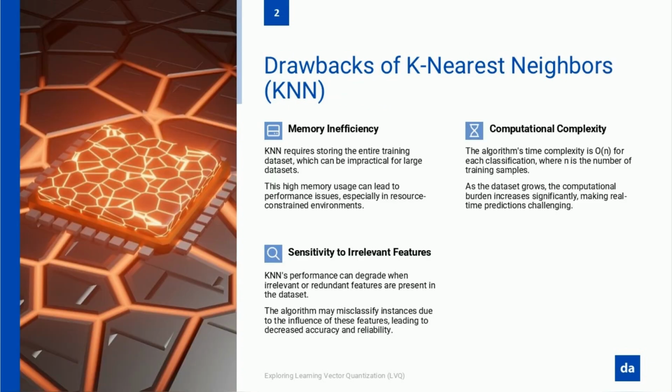Let's talk about k-nearest neighbors, or KNN for short. Now, don't get me wrong, it's a classic, a staple of machine learning, like the little black dress of classification algorithms. You give it a data set, it memorizes everything, and when a new data point comes in, it finds the k closest neighbors and classifies based on majority vote. Simple, right? Almost too simple. And that's where the problems start.